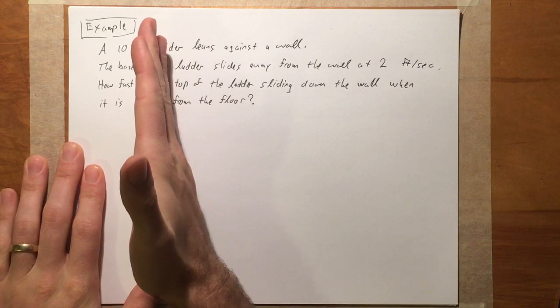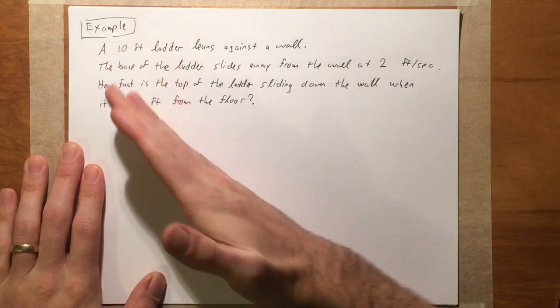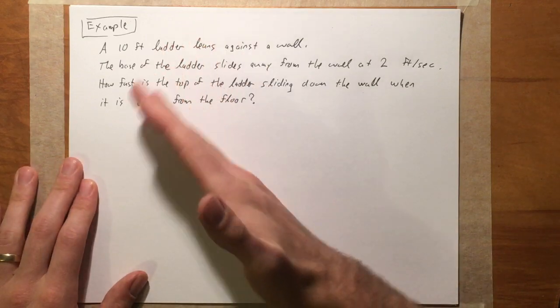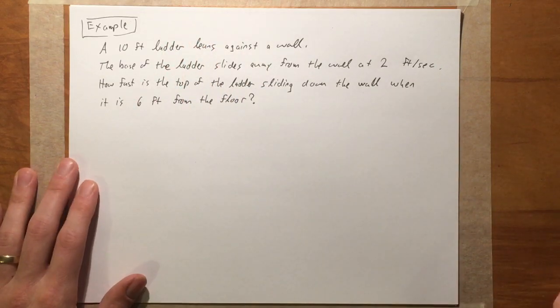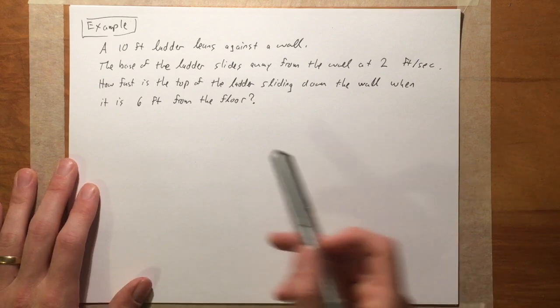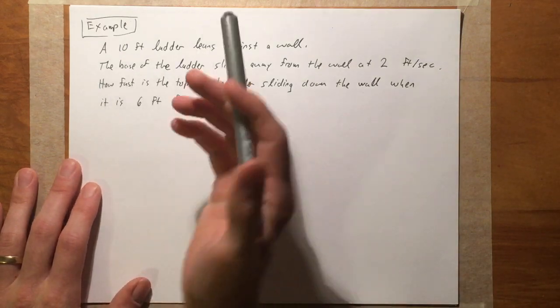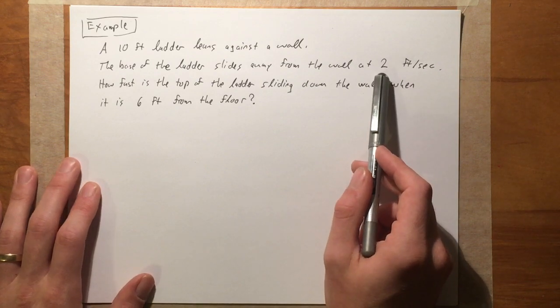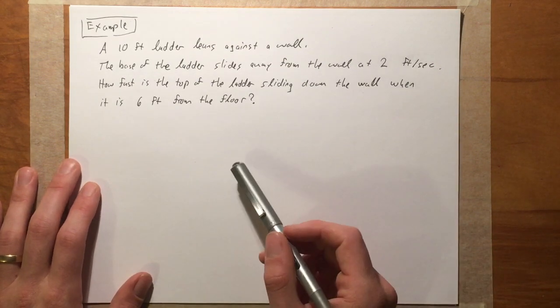So if the ladder's leaning against the wall, the base is going to slip away, and as that happens, the top of the ladder is going to slide down. And the ladder's going to slide all the way down and hit the floor. That's the idea. But what we have here is that the base of the ladder is sliding away from the wall at some constant rate. So that's 2 feet per second.